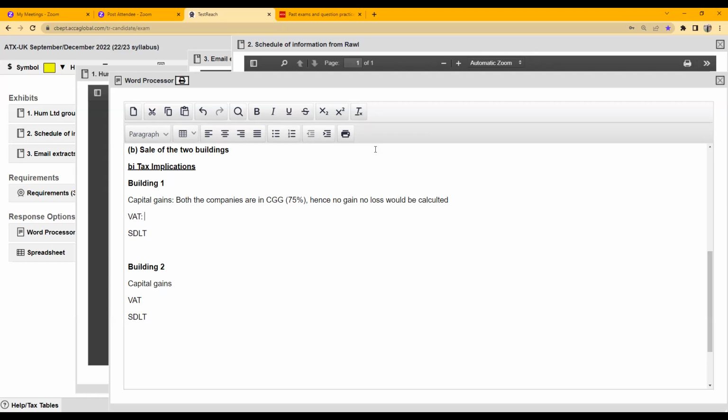VAT implication. As both the companies, Talk Limited and SAR Limited, are in a group, both the companies are registered under a VAT group. So no VAT implications.